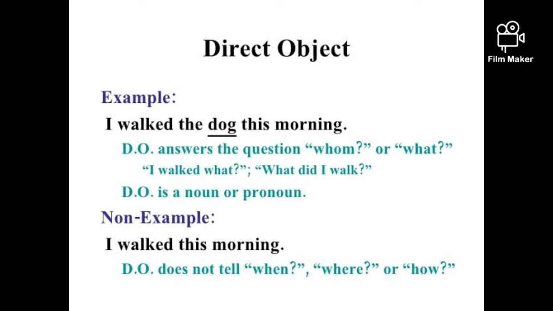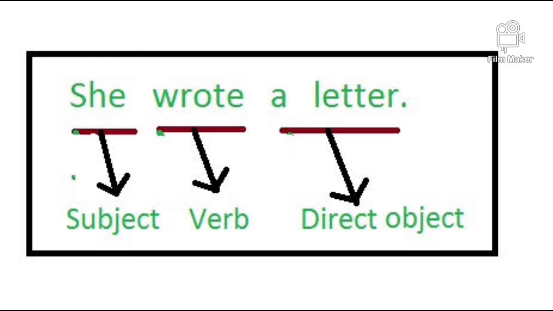Since the subject is the doer of the action, the receiver of the action is called the object. In that receiver we have the direct receiver, that is the direct object, and the indirect object. For a direct object we get answers only to whom or what, but not to when, where, or how. Direct object doesn't tell about when, where, or how. Like I walked this morning. You can't tell the answer to when, where, or how.